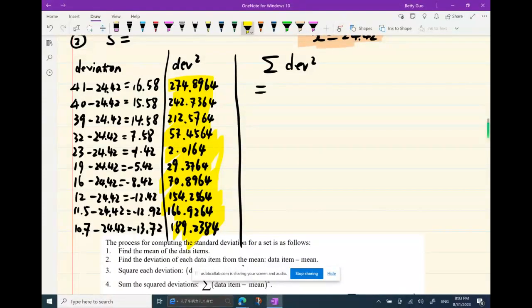For the very last one, I got 188.2384. Am I correct? The very last one, 10.7 minus 24.42. The difference is negative 13.72, right? And I raised it to the power of, yeah, you are right. Oops, 188.2384. Awesome, very good, thank you for paying attention and being with me.